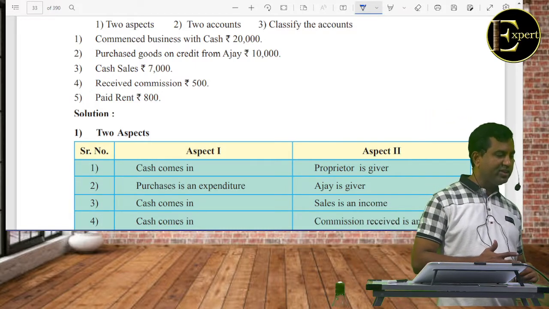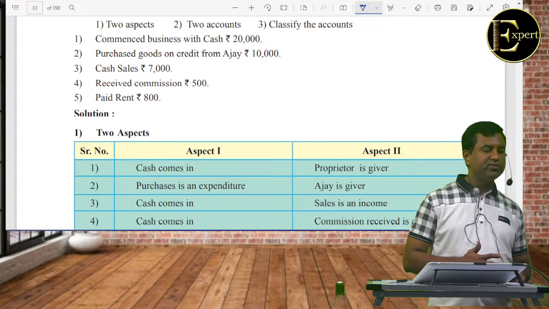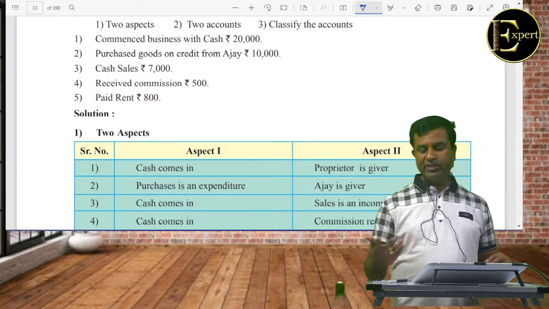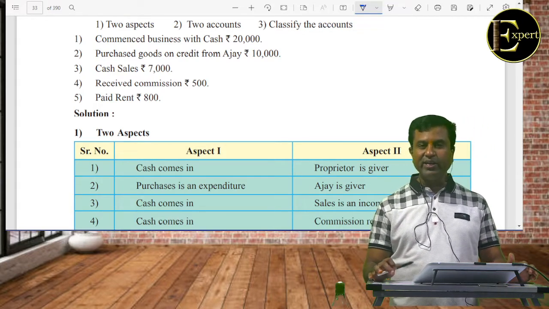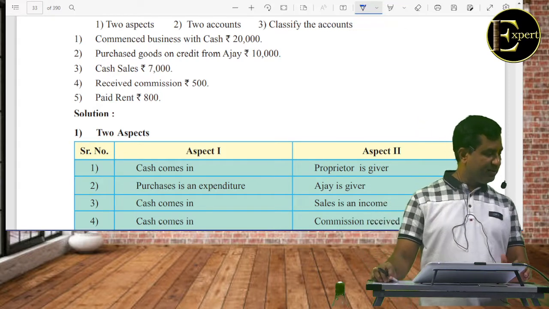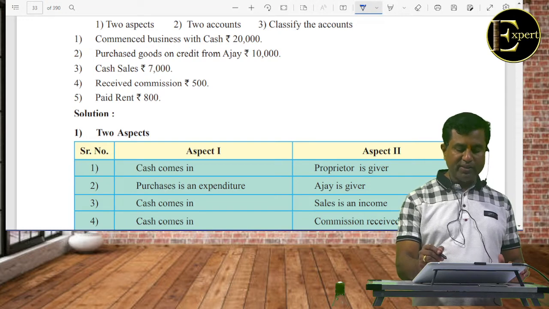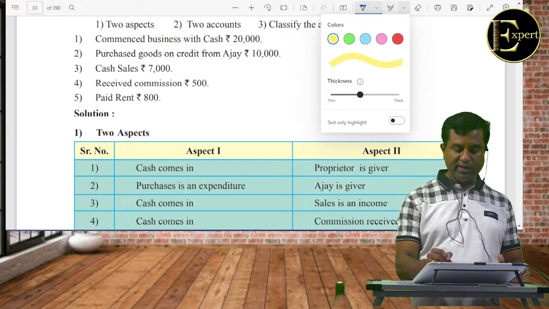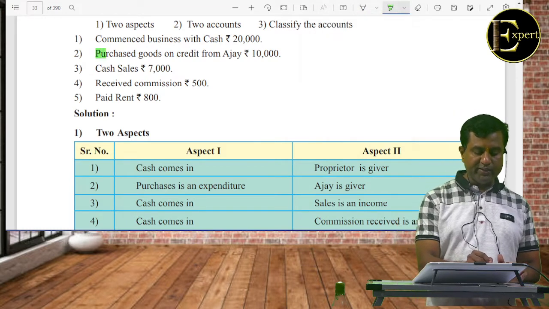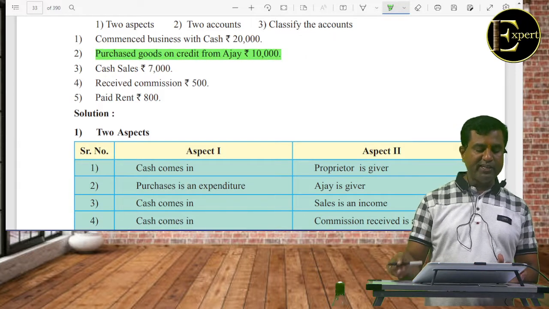The second transaction you can see here, purchase goods on credit from Ajay rupees 10,000. Now there are certain rules in accounting which we need to remember. Rule number 1, when a transaction is silent about cash or credit and the name of the party is given, then the transaction is assumed on credit basis. वैसे यहाँ पे तो ये credit पे ही है, सीधा दिया है purchase goods on credit from Ajay.